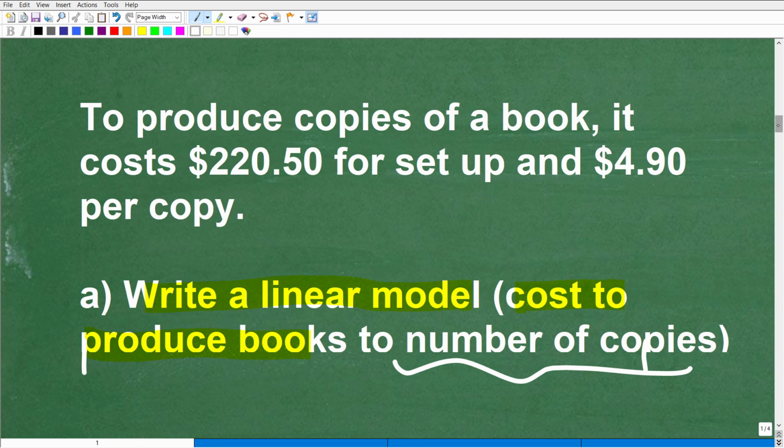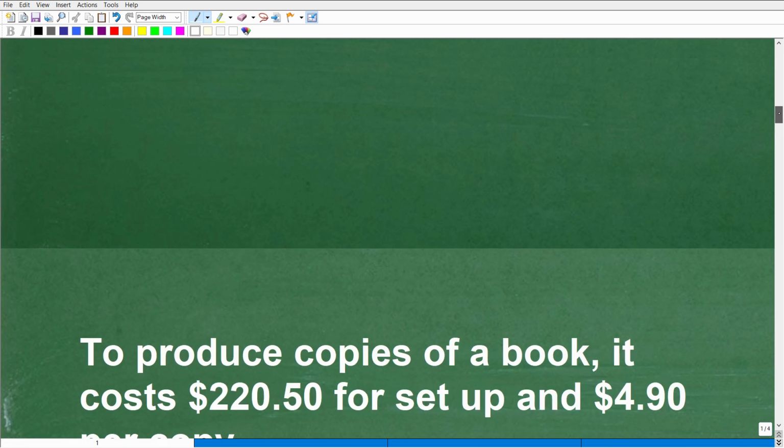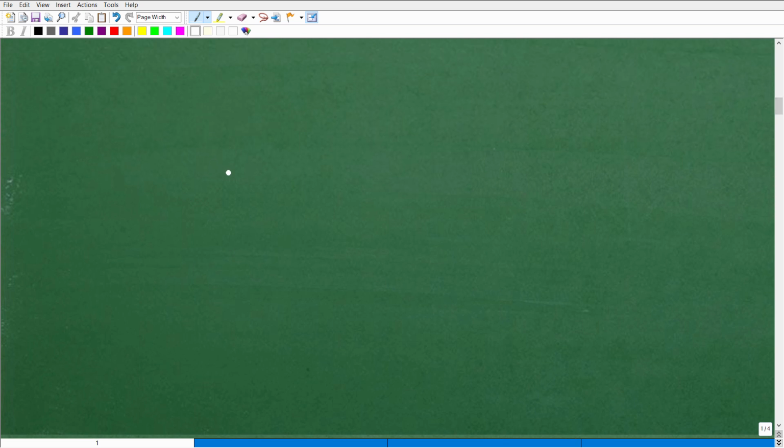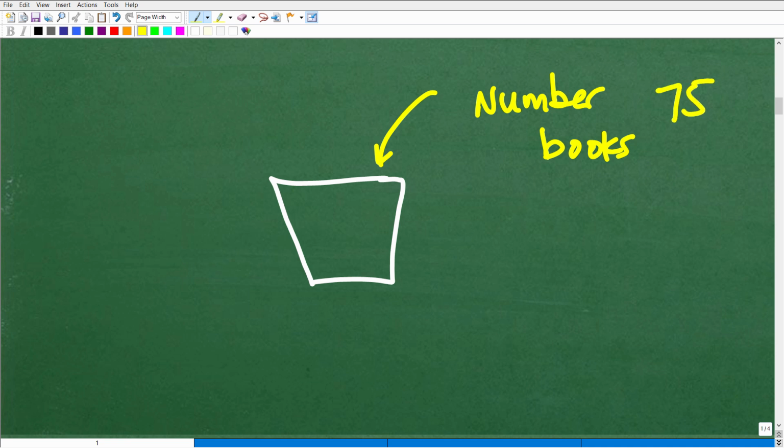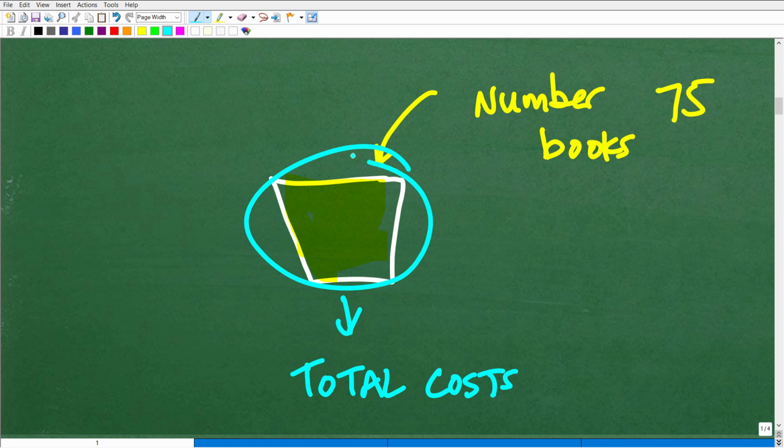So we're talking about a function, if you will. Let me go up here and think about it. We have a function machine, okay? You want to produce a certain number of books. I would like to produce, let's say, 75 books. You're going to put it into your little function machine, and what comes out is going to be what you owe, the total cost, right?